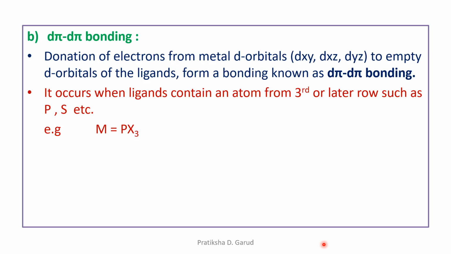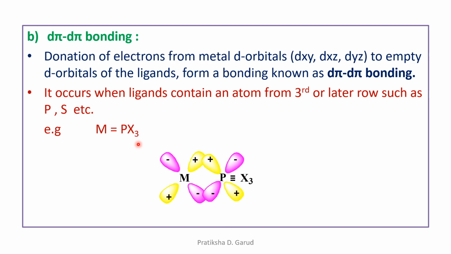For example, M double bond PX3. M is the metal which is attached to the ligand PX3. So let's draw the structure for this. We have the metal d orbital, right, and the phosphorus which is from the ligand. So the metal d orbital and the ligand d orbital undergo overlapping like this. They undergo lateral or sidewise overlapping, due to which we get the formation of the pi bond, and the bond is the d pi d pi bonding. So this is the second type of bonding in which the pi bond is formed between the metal d orbital which is filled and the ligand d orbital which is empty, and hence it is d pi d pi bonding.